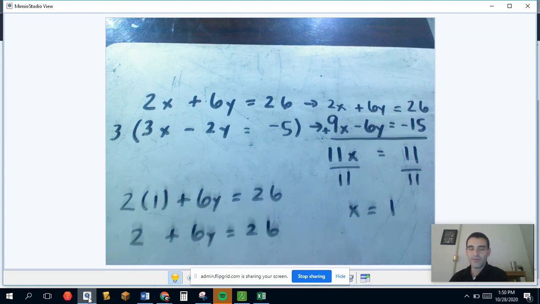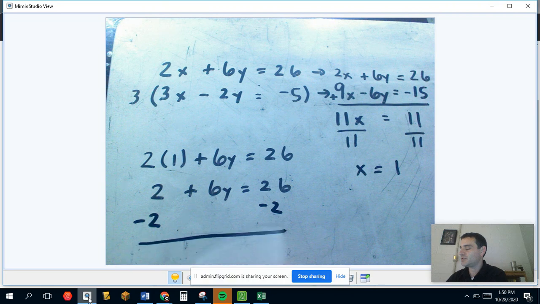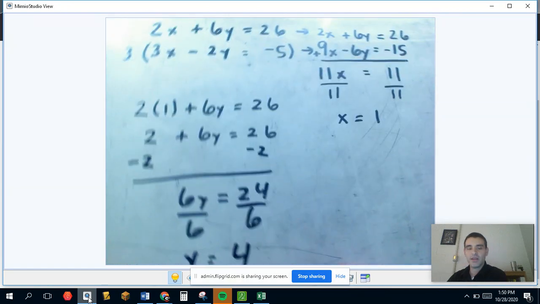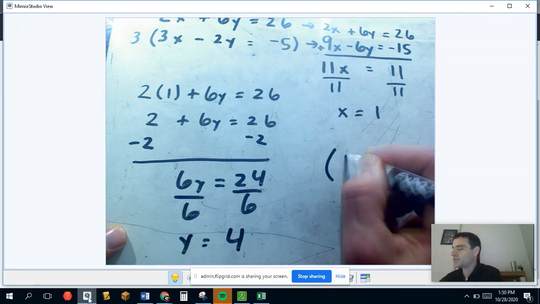Now we solve naturally for y. Subtract 2 from both sides, so 6y is equal to 24. Divide both sides by 6. All right, and then you get y equals 4. So x is 1 and y is 4.